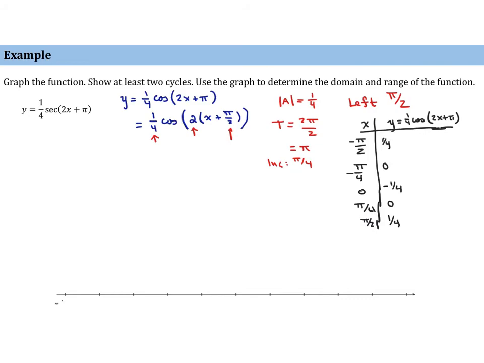So our beginning value is negative pi over 2. Then negative pi over 4, so negative 1 pi over 4, 0, 1 pi over 4, 2 pi over 4, 3 pi over 4, 4 pi over 4, 5 pi over 4, 6 pi over 4, 7 pi over 4, 8 pi over 4. And now we look for x equals 0, which will determine our y-axis.